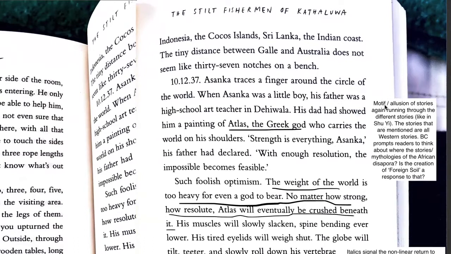Now, this is not the first time we've had a story that has allusions to or intertextual references to stories within stories or mythologies. In Shu Yi, we had Western fairy tales. Here we've got the origins of the Western canon, the Greek myths. So in one sense, it's an allusion to one of the bigger views and values of the text, which is the nature of storytelling and why do we tell stories?